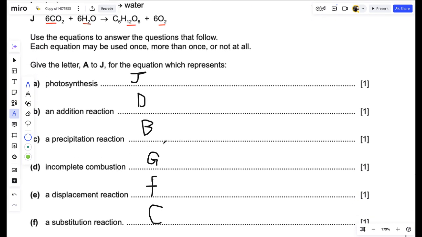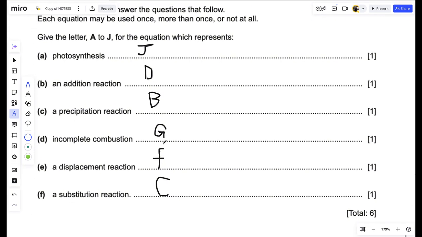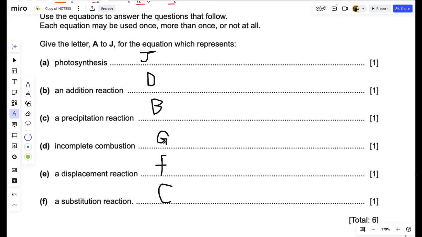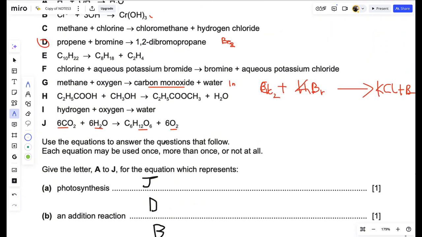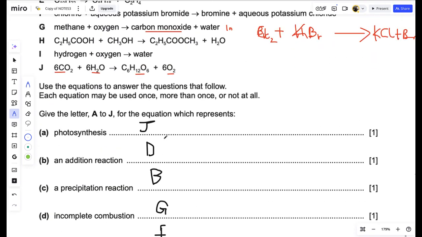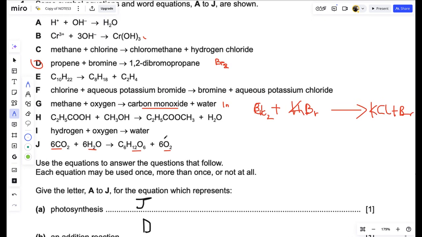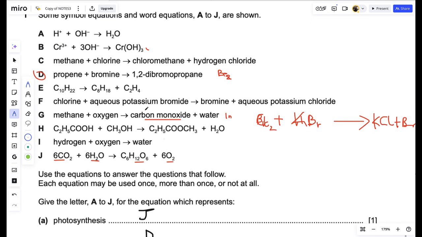So the next question is a substitution reaction. Substitution reaction is the one that entails us replacing, substituting, where you need UV light or something. Methane plus chlorine, you form chloromethane. This is a substitution reaction. So instead of CH4, you have CH4 in the case of methane. You have CH4.